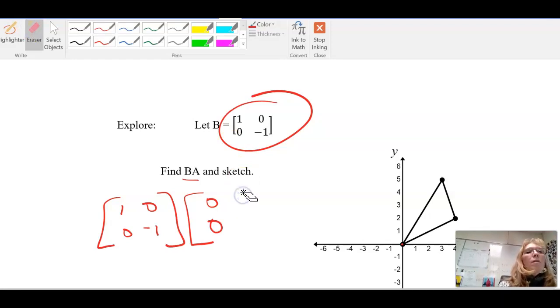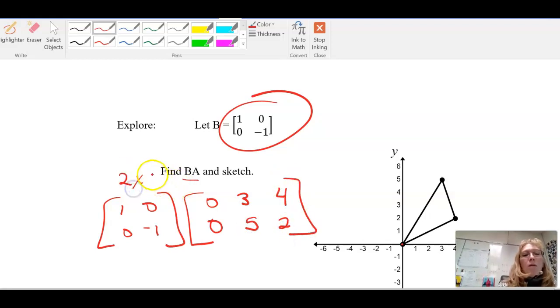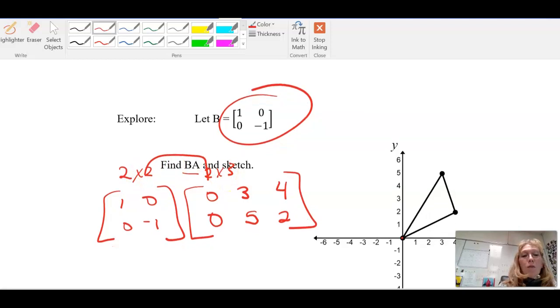okay, I am really messing this up. Let's try again. Let's do this other point. 3, 5, that's probably better. 3, 5, 4, 2, does not matter which order we put those in. Okay, this is a 2 by 2. And this is a 2 by 3, so I can multiply them. I will get a 2 by 3, which is what I need. I need 3 points at the end.